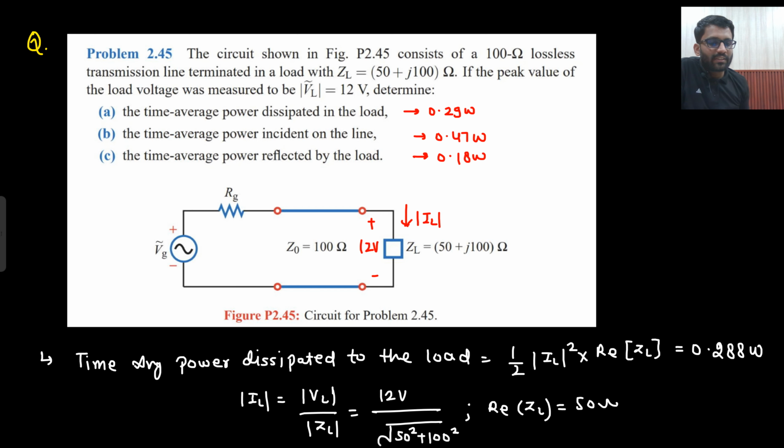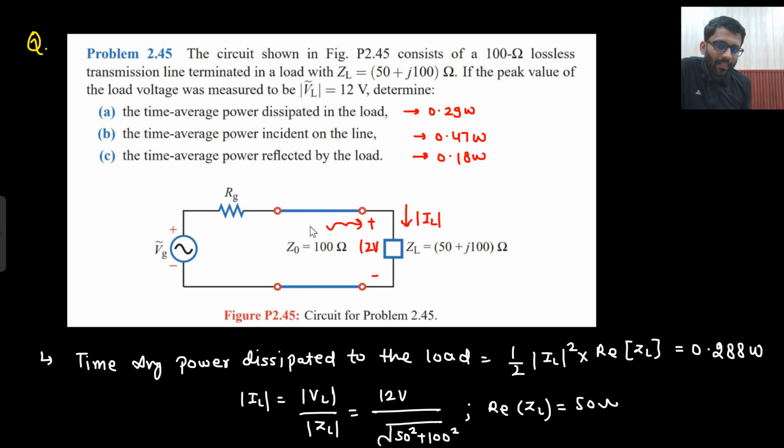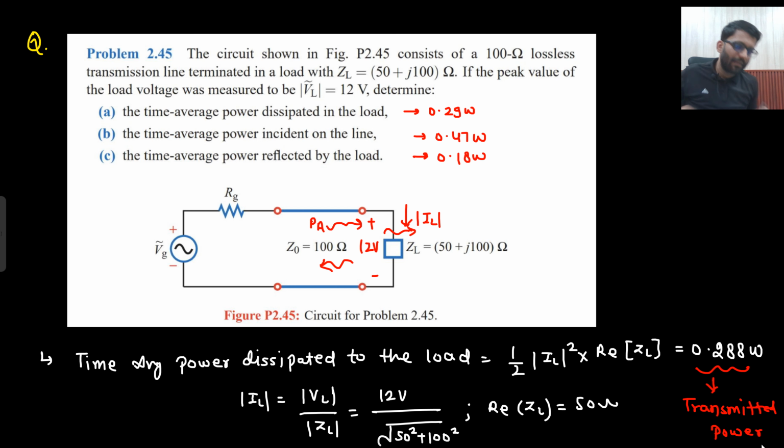What will be PA equal to? This is a lossless transmission line. PA is the power that is reaching here. Now some power will be reflected back and some power will be transmitted. We have found this transmitted power. Now we need to find the reflected back power.